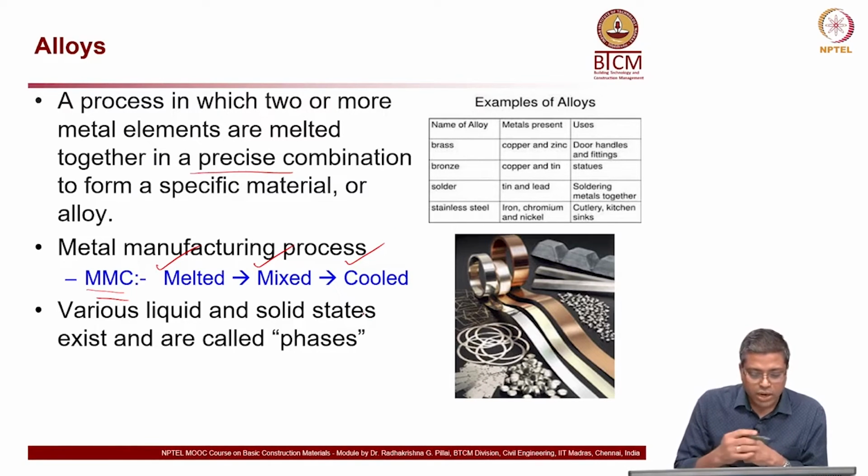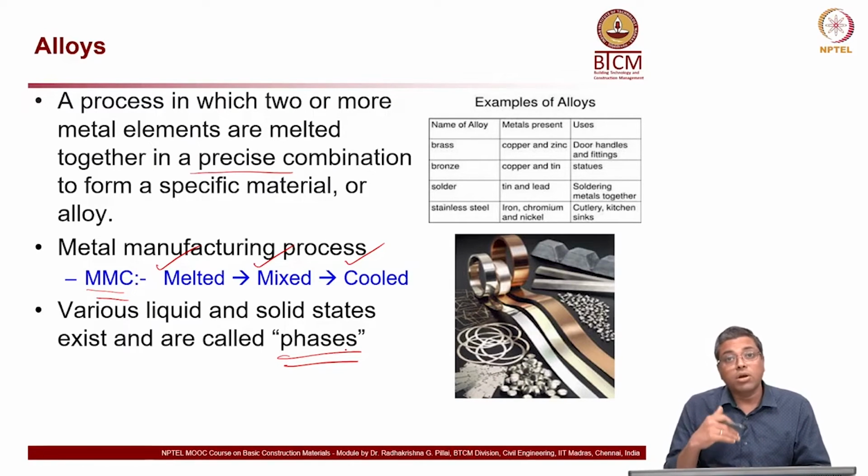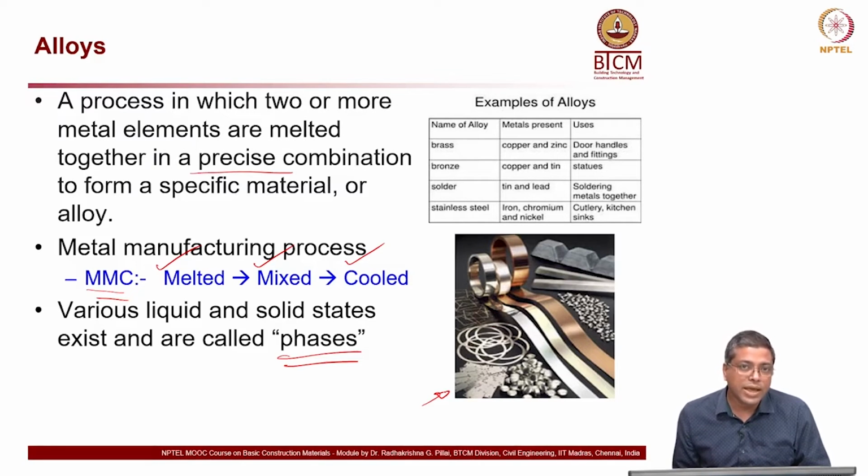Now various liquid and solid phases exist, and we are going to call them different phases, solid phase or liquid phase, depending on the absolute temperature at that time in this cooling process. So here is just a picture to show different types of metals, and each of them has different properties. It's not that all metals are of the same property, like all steel need not be of the same nature.